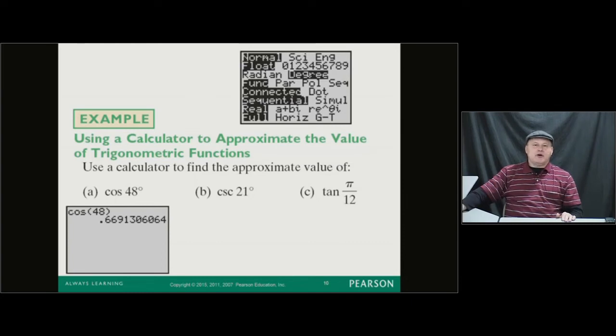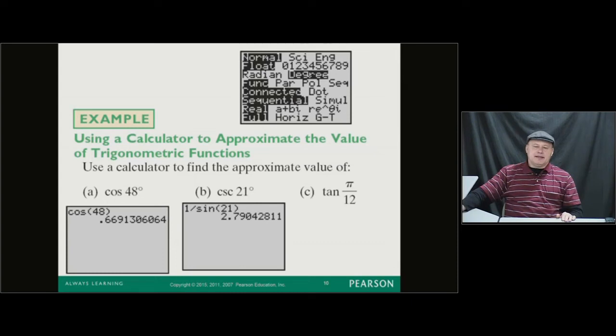You can search all you want, but you'll never find the cosecant button on your calculator. You'll find a sine, you'll find a cosine, and you'll find a tangent. But there is no cosecant button. So when you do this one, you'll have to hit 1 divided by sine, because that's its reciprocal. You can't find a cosecant button.